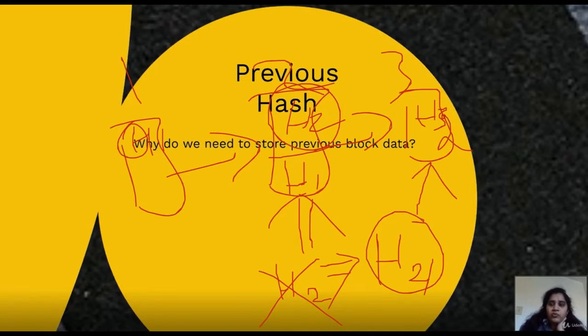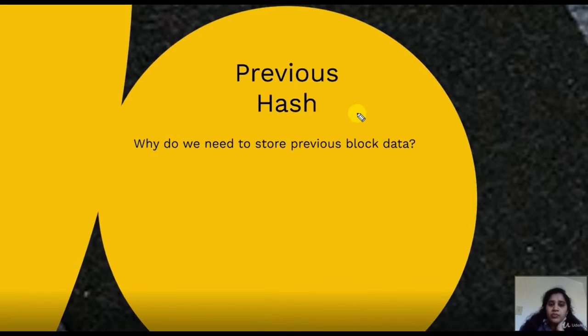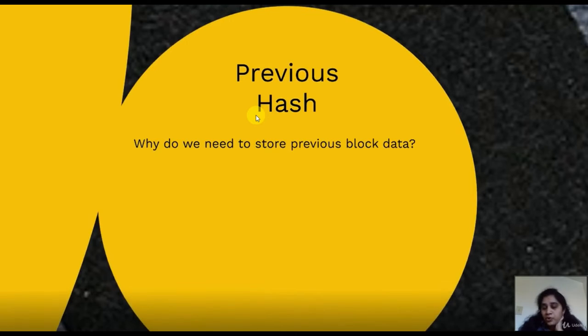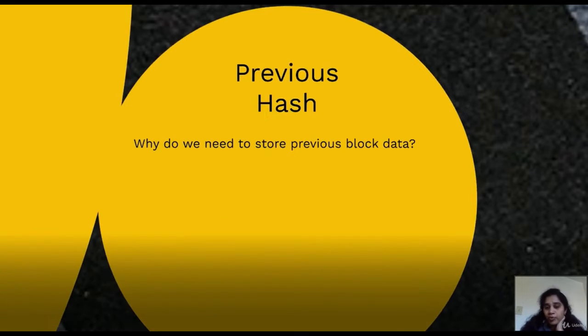We will know more about what the previous hash does in a real time scenario. I will be showing you the use of previous hash, because this concept is really very important to understand blockchain technology. Previous hash is really an important topic.